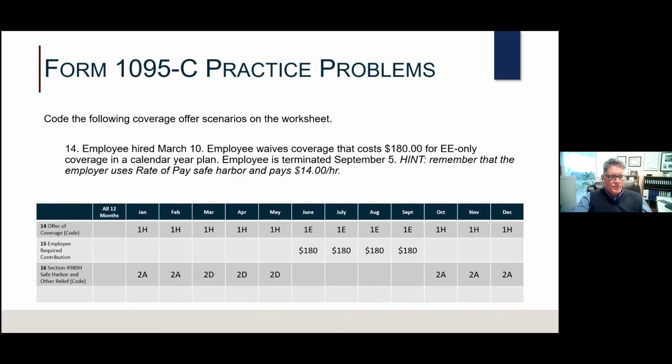So here we are pretty much now accustomed to 1H, 2A for the months the employee is not employed and 1H, 2D for the waiting period months. But now here the condition has changed and the employee is eligible for coverage. They get their offer. It's $180 per month. I'm going to come back to June and September in a moment. And then after the employee is gone, we're back to 1H, no offer because 2A, the employee is not employed.